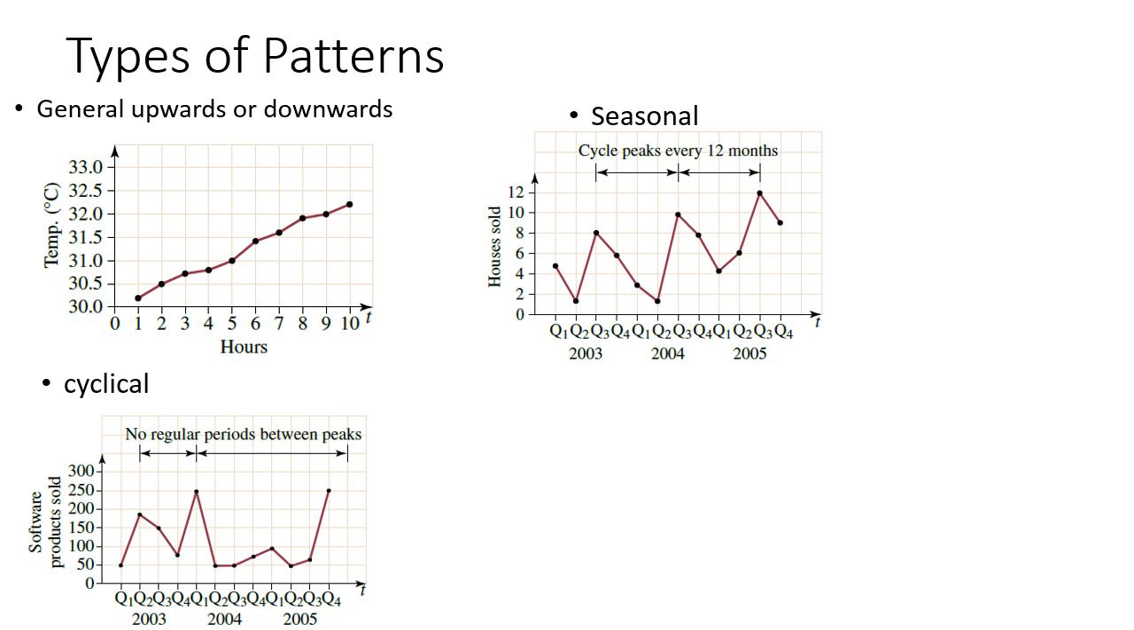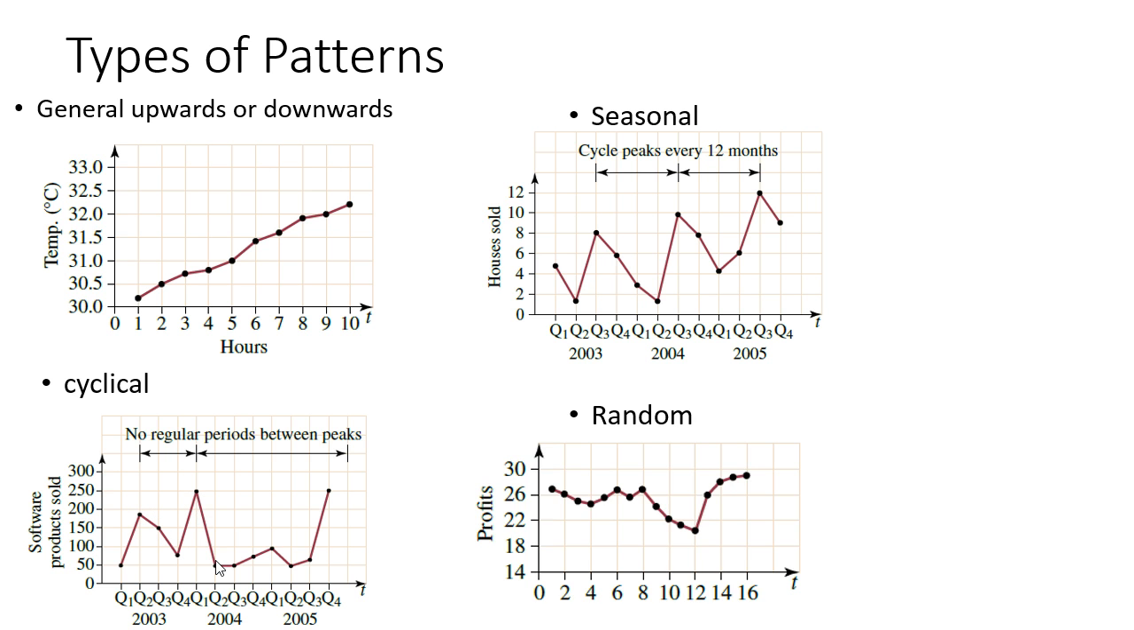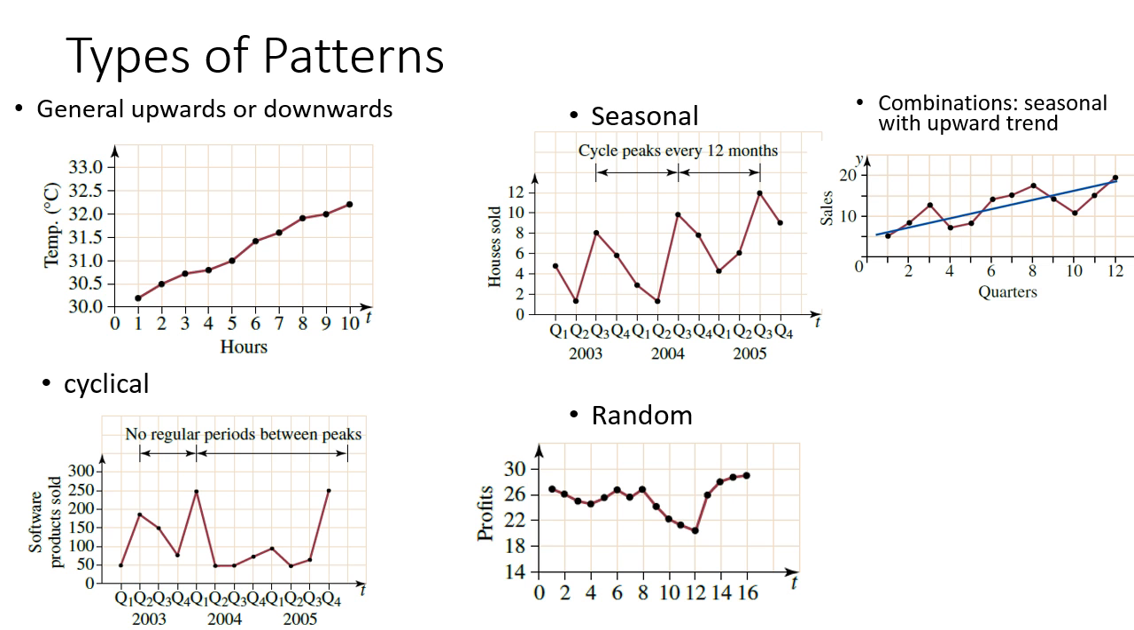So there's no regular periods between the peaks, but you'll have periods where there's a peak and a period where there's a low, another peak and another low. So it goes up and down and up and down. And then you can have random patterns where there's just no organization. It goes up, it goes down, it stays flat. There doesn't seem to be any rhyme or reason to what's happening. And the final one is you can have a combination of any of these different types of patterns.